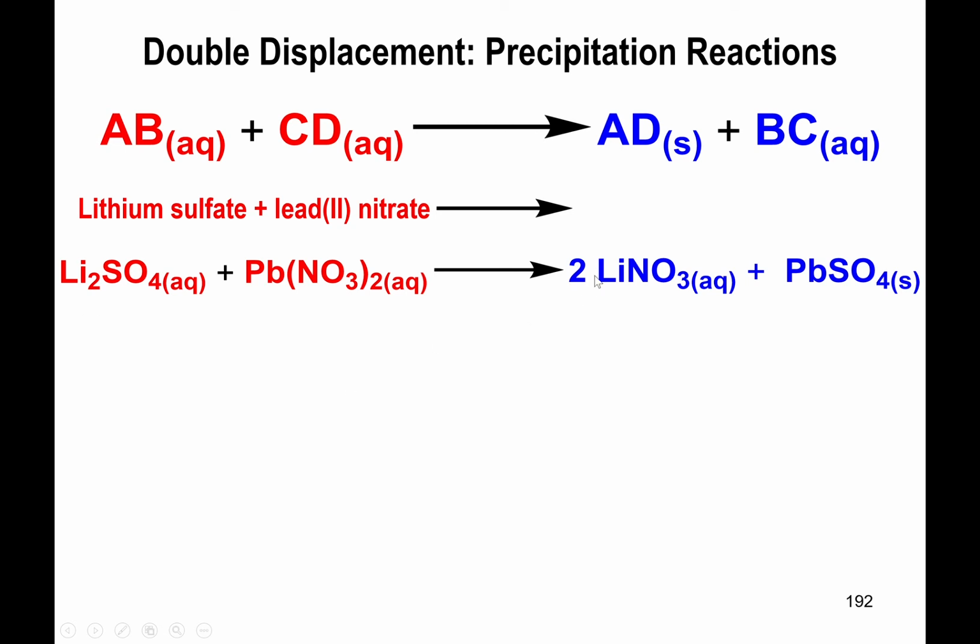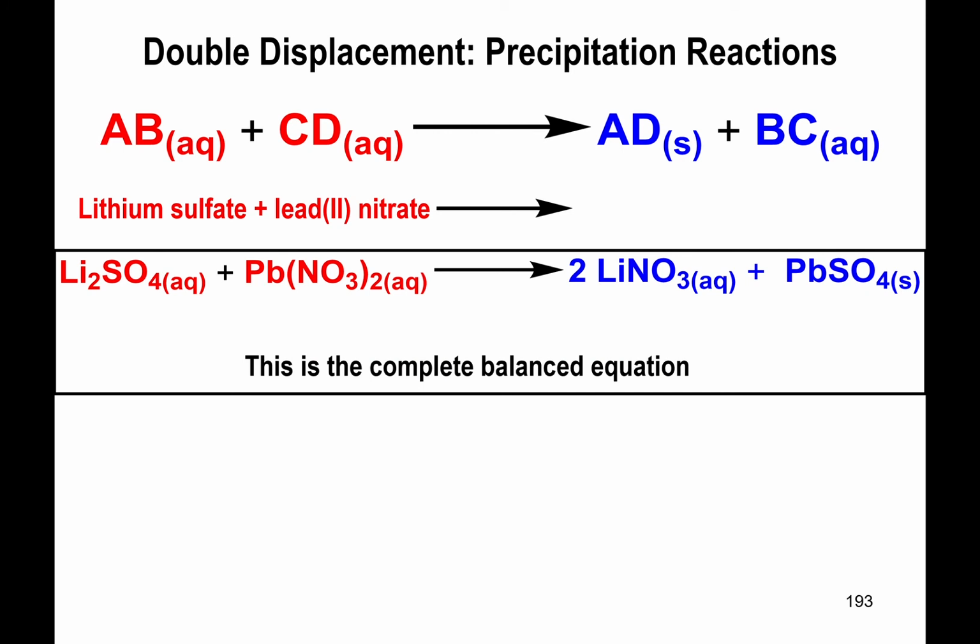Okay, now in terms of balancing, we have 2 lithiums on the left side. We put a 2 in front of lithium nitrate to balance the lithiums. That gives us now 2 nitrates, and we also have 2 nitrates on the left side, so that's balanced. We have 1 lead on the product side, 1 lead on the left side, and we have 1 sulfate on the left side, 1 sulfate on the right side. The equation is now balanced. Altogether, this equation is known as the complete balanced equation, sometimes known as the complete molecular equation.